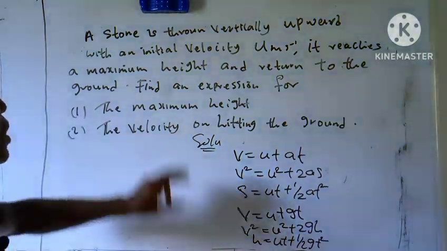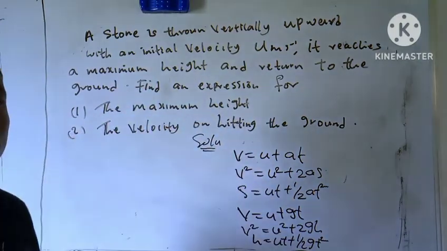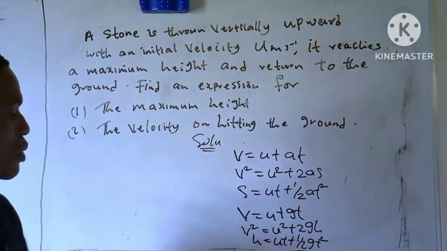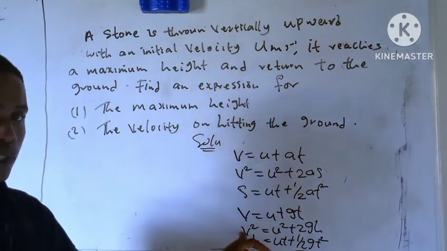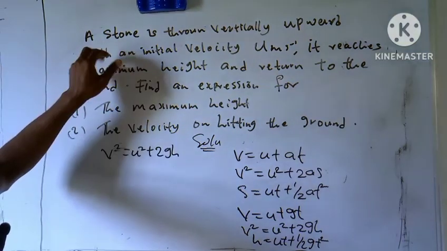Are you getting it? So in this type of equation, it's in what? Vertical form. So we use any of these. But the best formula to use, let's use v square. Okay, so take note of this.